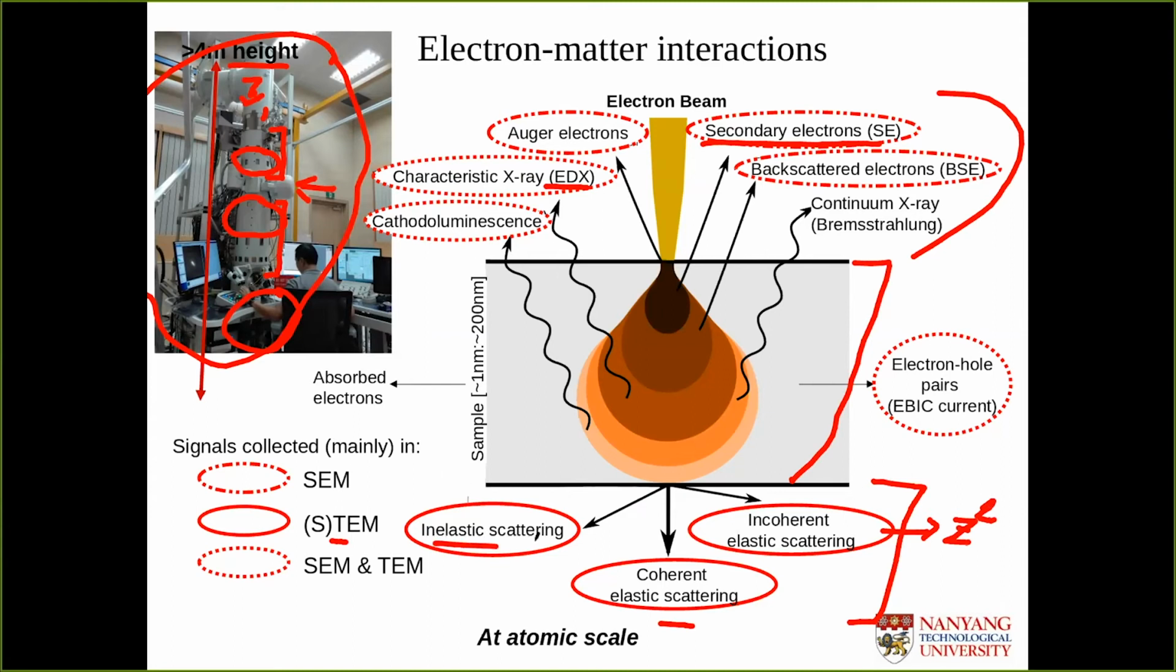And we have the inelastic scattering. These are the electrons which have lost energy when going through the specimen. So we can get what we call an electron energy loss spectrum, and we can get some information about the local atomic surrounding of the specimen. We'll come back to this one later on.